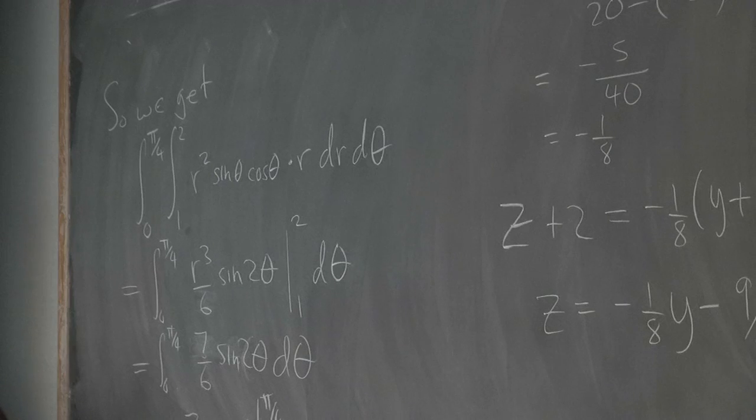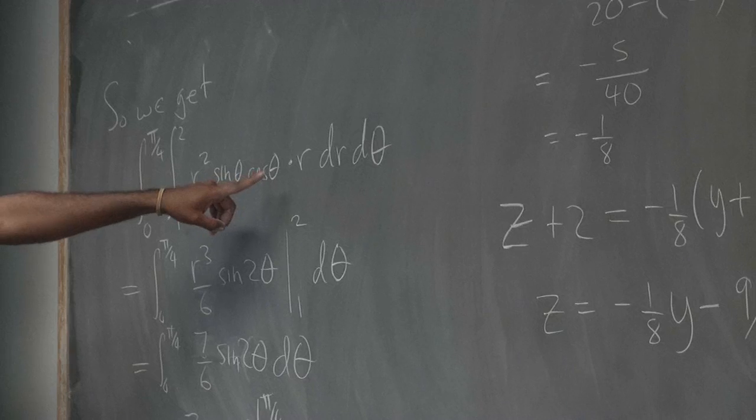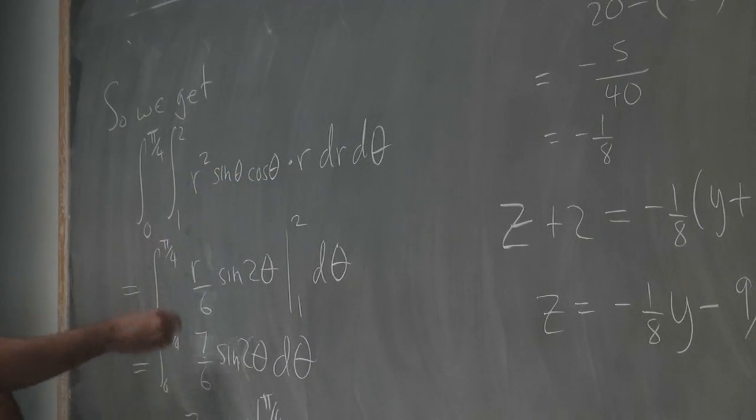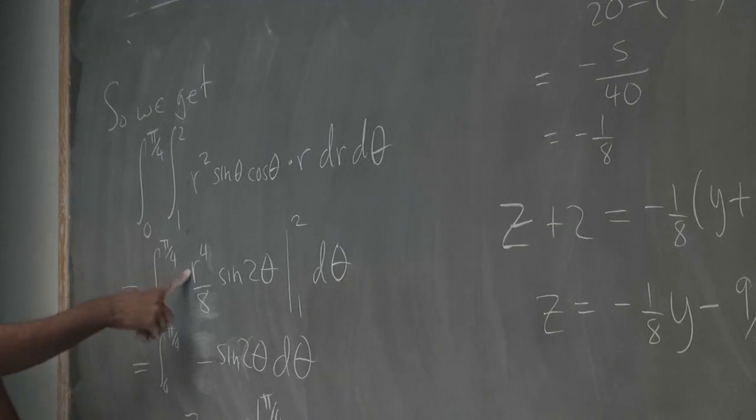It's not right. I lost the r in the second one. You lost the r. Where? The r squared. It's r cubed. You just put r squared and you integrate. Multiply the r. Oh, yeah, so it's r to the fourth over 4. So this would be 16 over 8 minus 1 over 8.